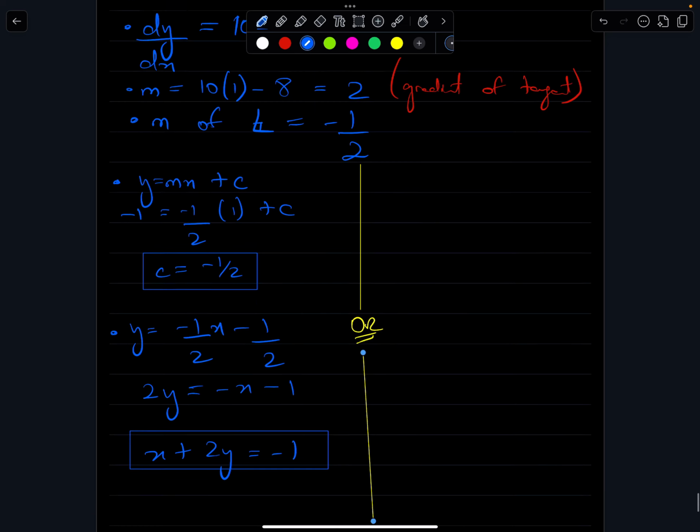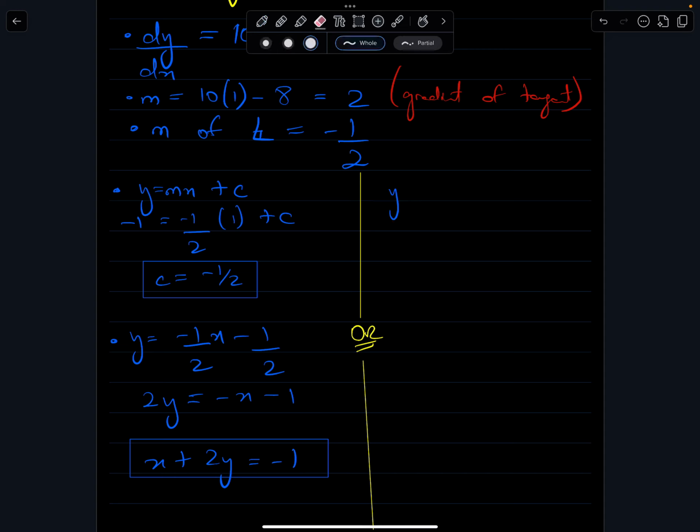Or we can do this using the formula y minus y1 is equals to m1, or we only have one gradient, so m, x minus x1, where x1 and y1 are the coordinates of a point, and m is the gradient. So this method is faster, and obviously I'd prefer this. I'd prefer that you guys use this too.